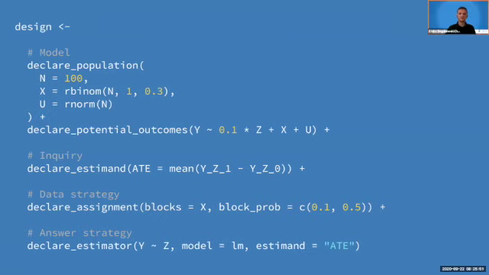I'm sorry to interrupt. Yeah, go ahead. We have a question from Jonathan Hirsch. He's asking, how do we decide what covariates we want to include in our block randomization?